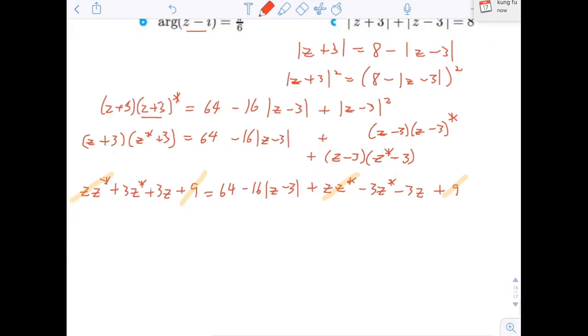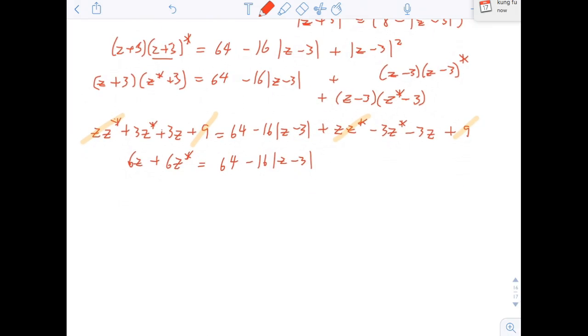Let's add together the common terms. So minus 3z, we add 3z to both sides and we'll get 6z. We add 3z conjugate to both sides and we'll get 6z conjugate. And that'll be equal to 64 minus 16 times z minus 3 modulus. Now that we have this relatively simple expression, let's substitute in z equals x plus iy.